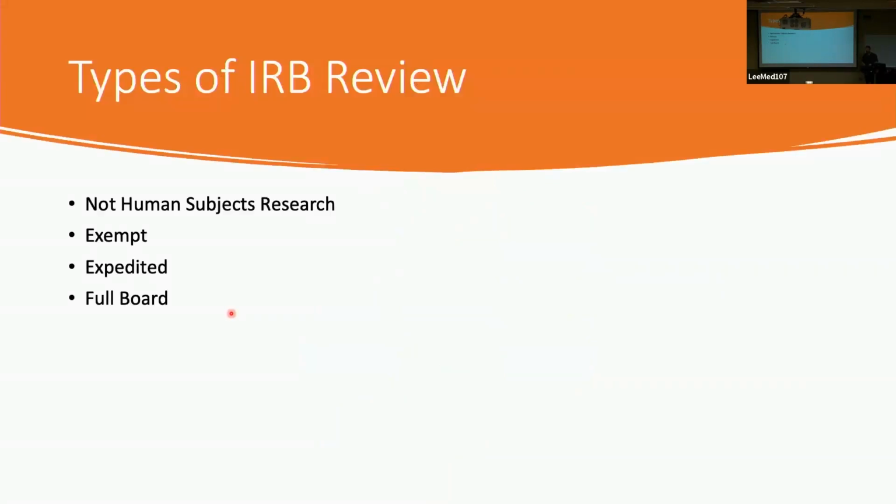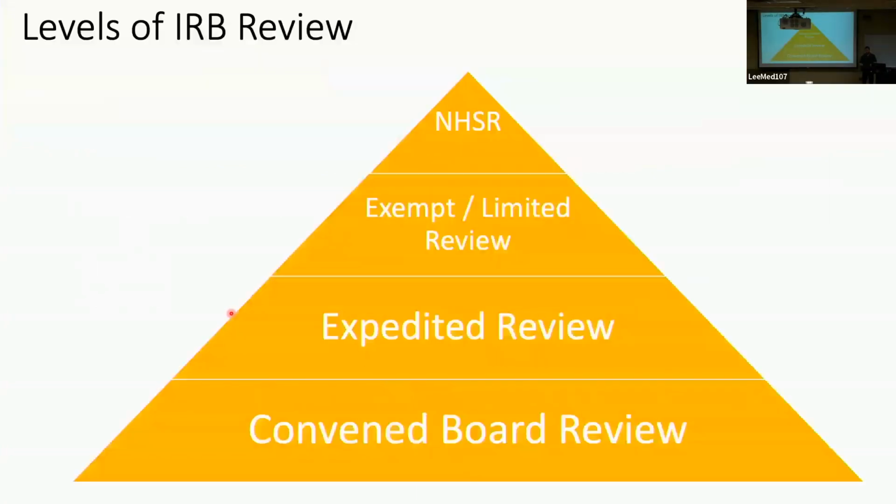So what types of review are there? There are reviews of not human subjects research, which you can imagine are pretty quick. There are exempt, expedited, and full board. So if you look at this as a pyramid, with the top of the pyramid being the least amount of effort, non-human subjects research does not require review. And then we move into exempt or limited reviews.